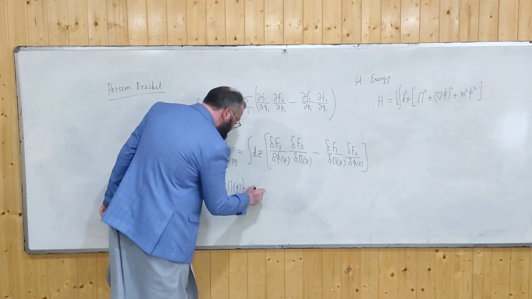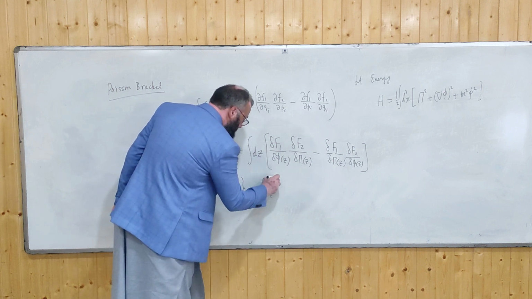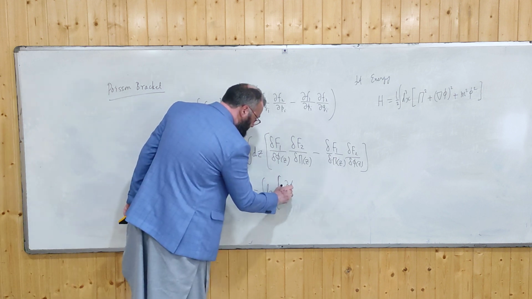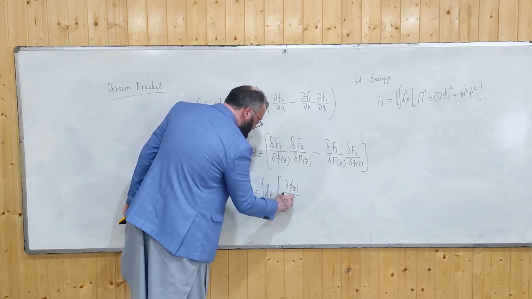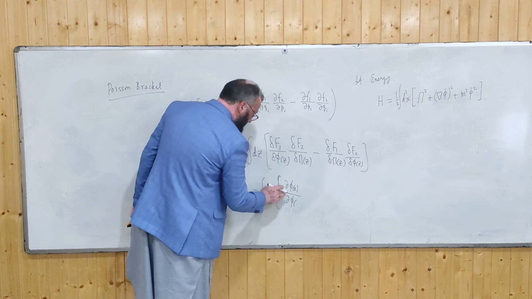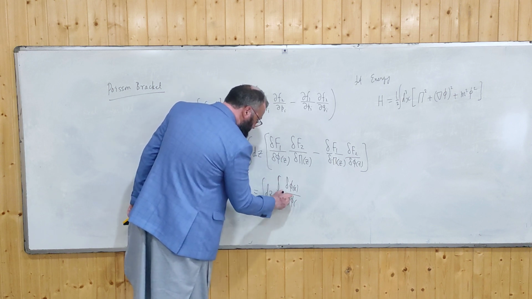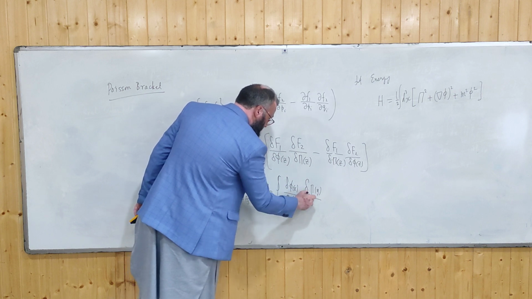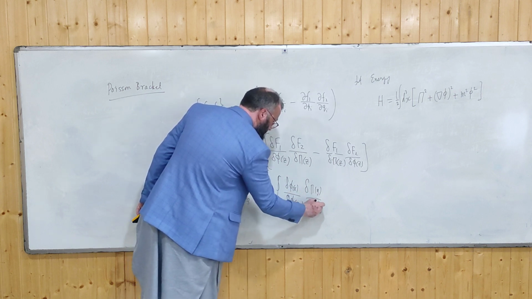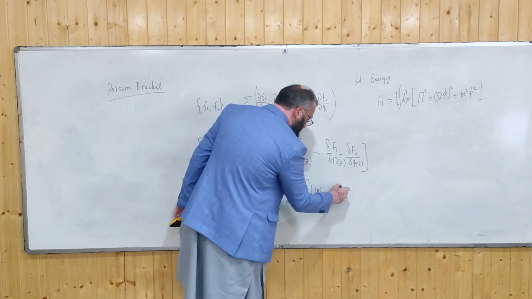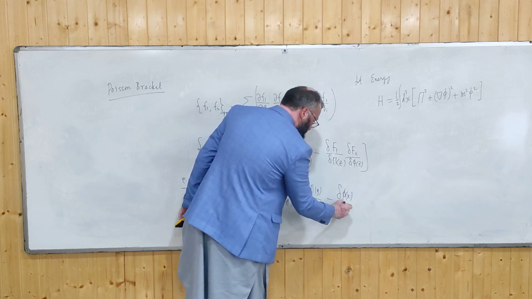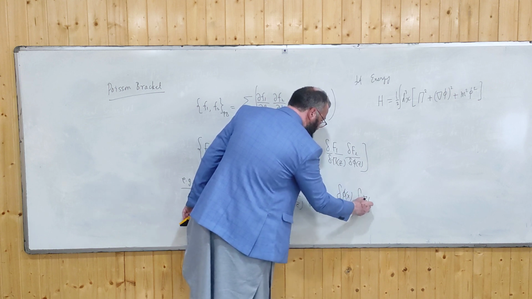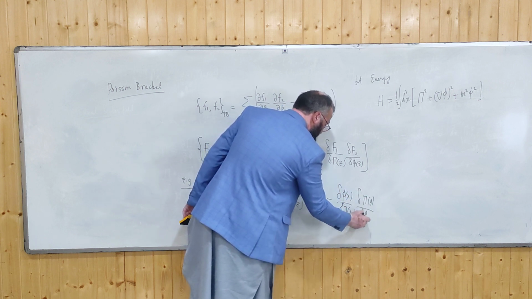Okay, so let's write it. Integration over z. So then what you are having? Partial f1 by, so that is delta phi of x by delta phi of z. Sorry, delta, not partial. Delta pi of y by delta pi of z, minus delta phi of x by delta pi of z, delta pi of y by delta phi of z.